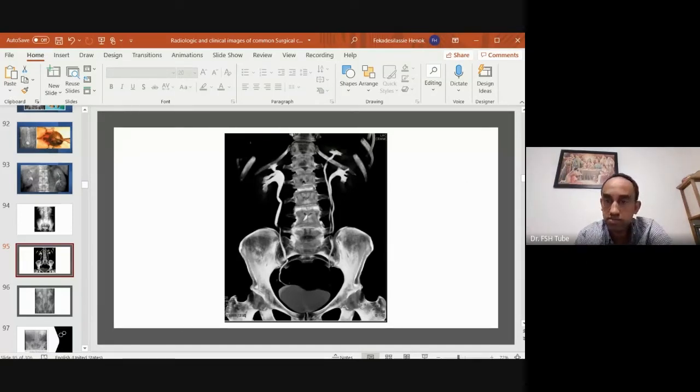Normal, abnormal. Two ureters, which side? Right, left. So left side, you got it. So the pelvicalyceal system, there is no sign of hydronephrosis, but you see double pelvis, right? And double ureter. So duplicated system, a congenital anomaly.